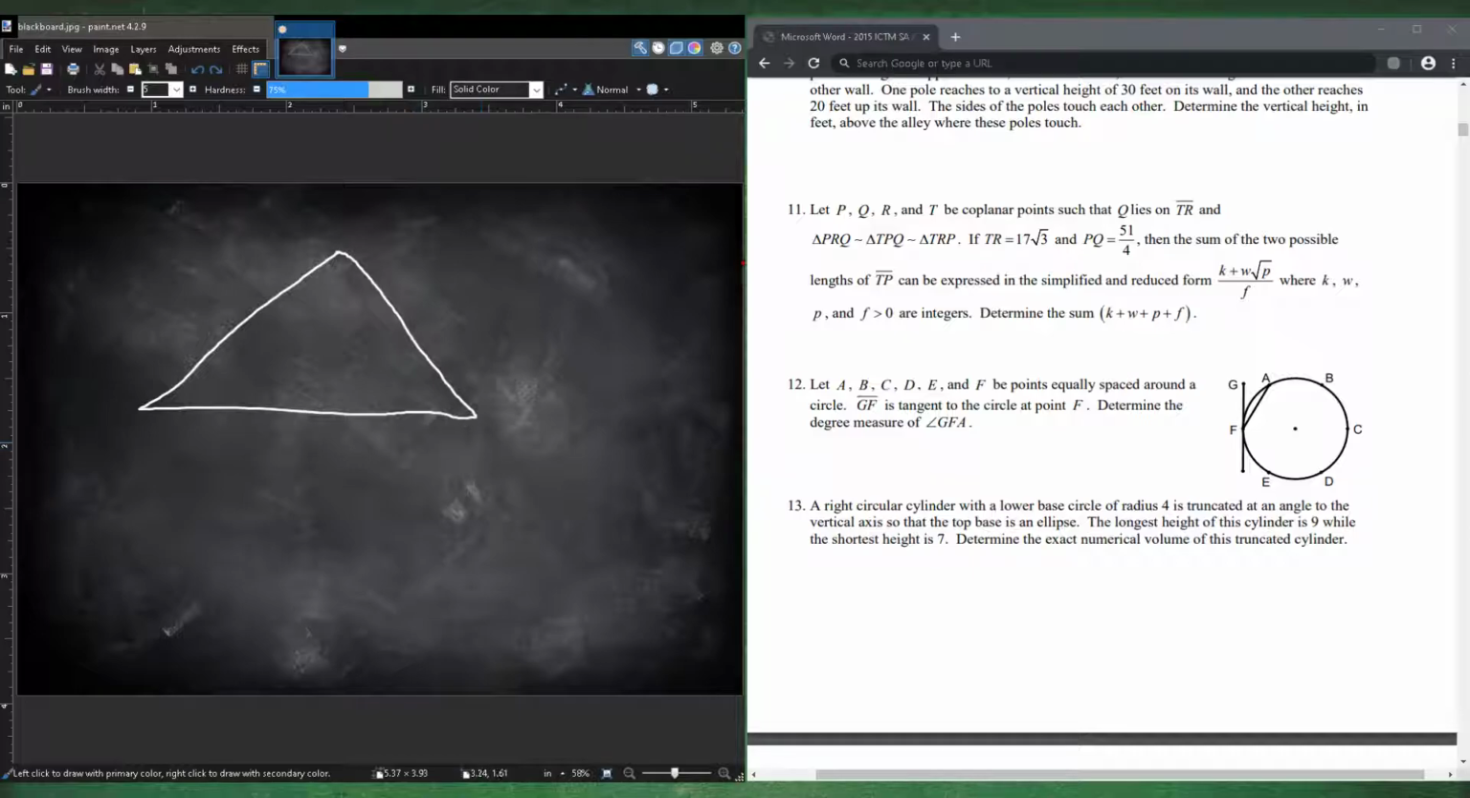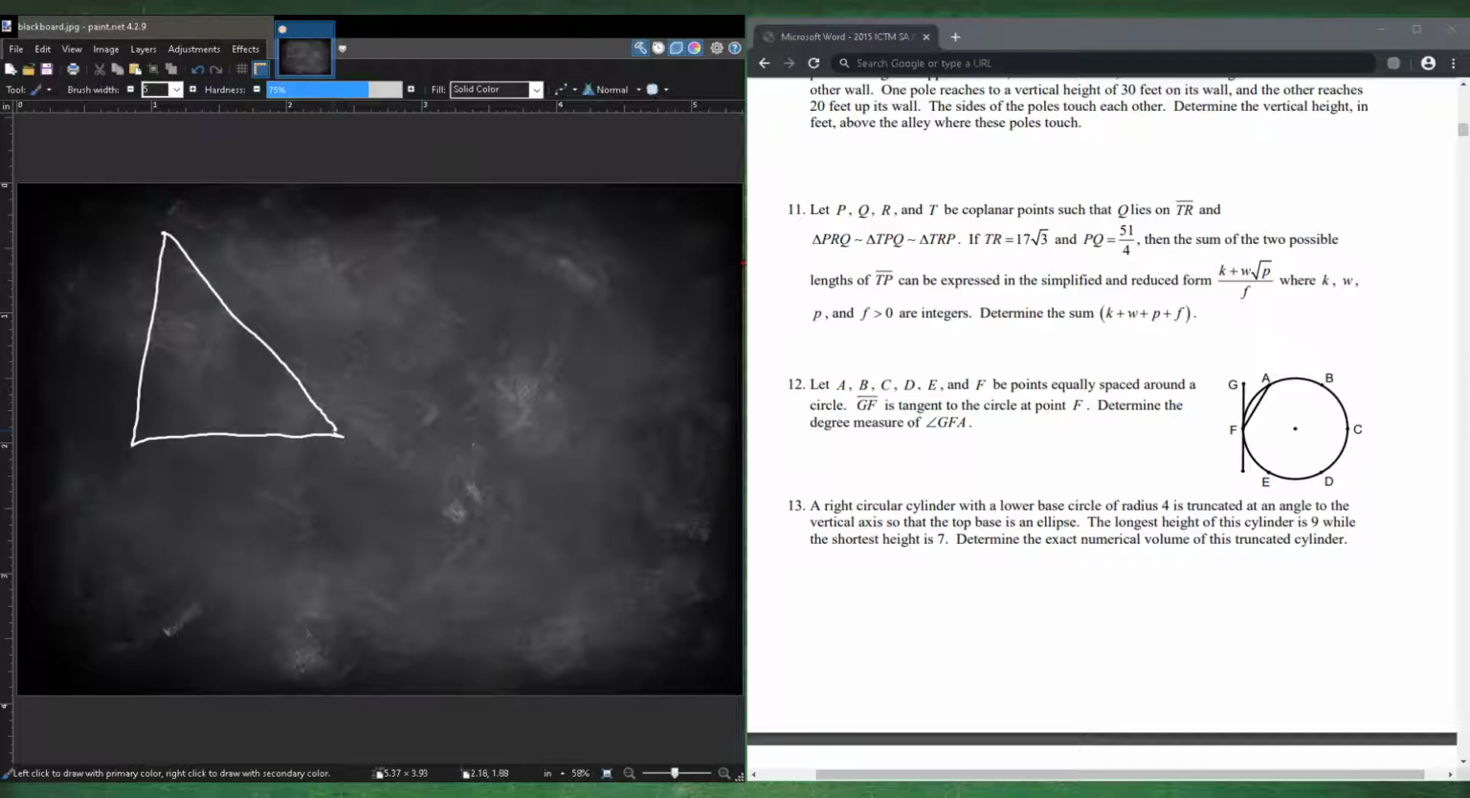Okay. So we have this section. So I'll draw like this. Then we have another right triangle. Okay, so we're not going to compare angles the entire time because it's going to take way too long. Okay, number 11.